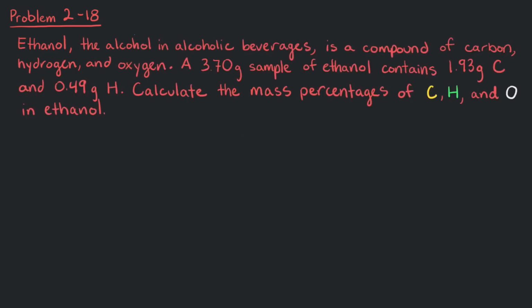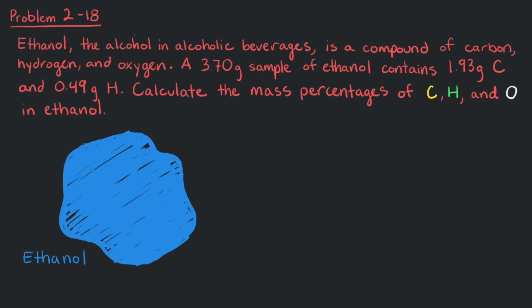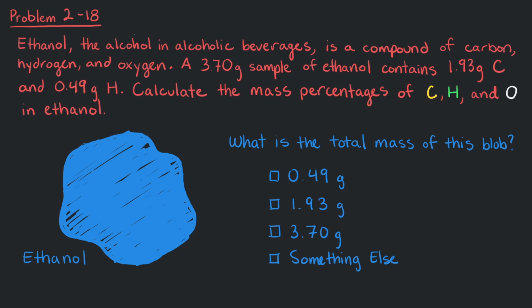Let's start by drawing a picture to help us out. This blob is our sample of ethanol. What is the total mass of this blob? That's right. According to the problem, the total mass of our sample is 3.70 grams. Let's cross out the information in the problem that we've already used.